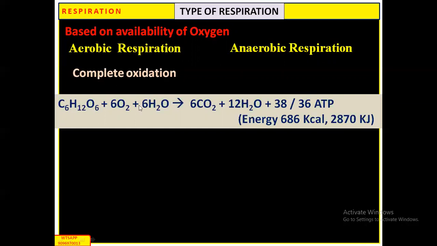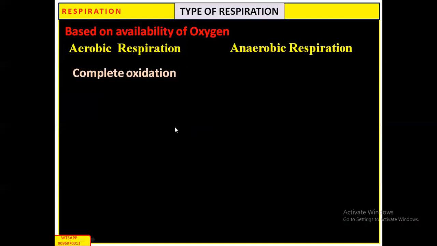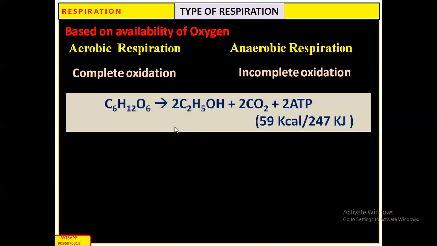After complete oxidation of glucose, it produces 38 ATPs, and these 38 ATPs practically, if measured, contain 684 kilocalories. But experimentally, it is 686 kilocalories. Therefore, it is written here. Then, incomplete oxidation of the food material takes place during anaerobic respiration.